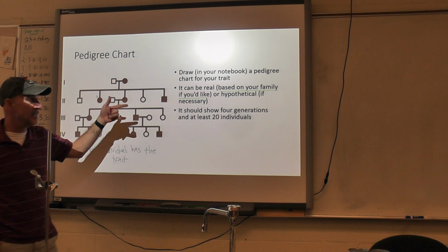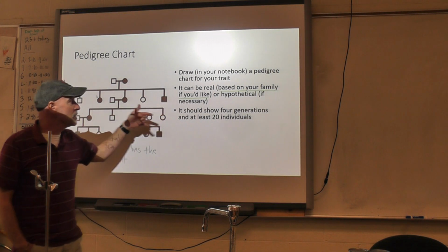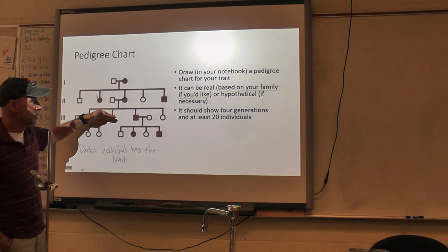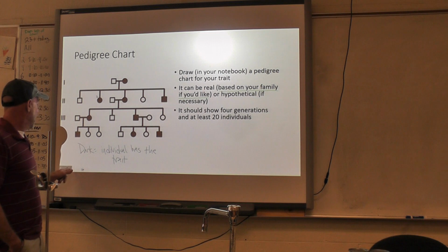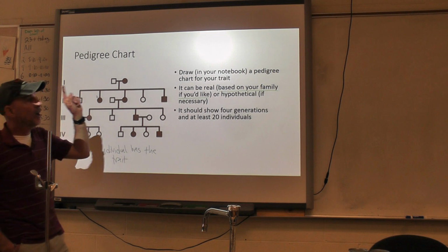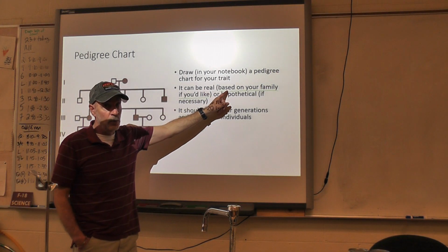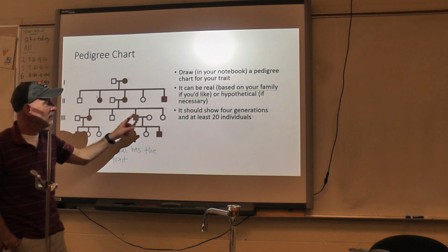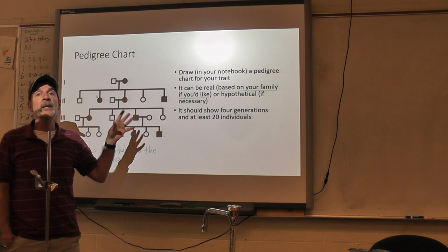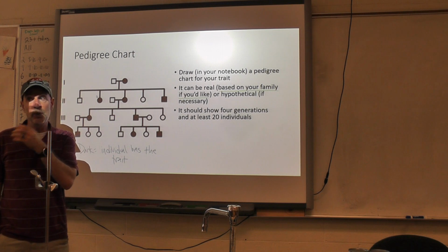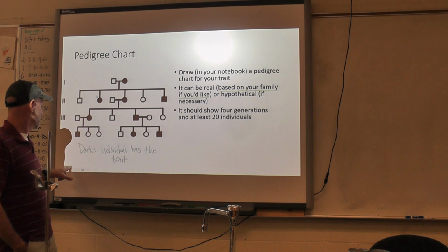So the first piece is there should be at least 4 generations, so that's 4 rows, and there should be at least 20 individuals, okay? And if you are using a real one, but you don't have enough information to get there, you can add some hypotheticals, and I'll show you what I mean by that in just a second, okay?